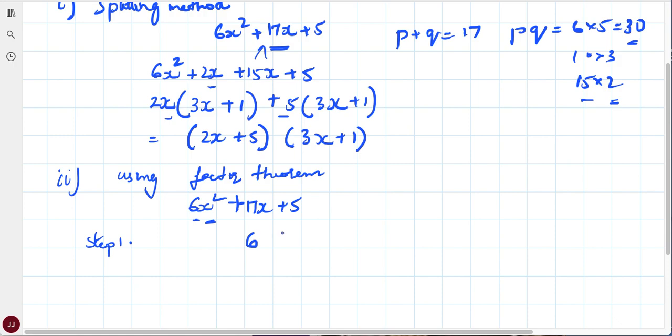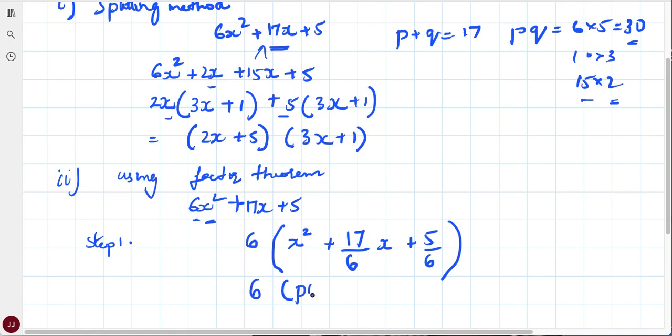6 into x square plus 17 by 6x plus 5 by 6. So this becomes 6 into p of x. Our x square term should have a coefficient of 1, so that's why we are pulling the 6 outside.